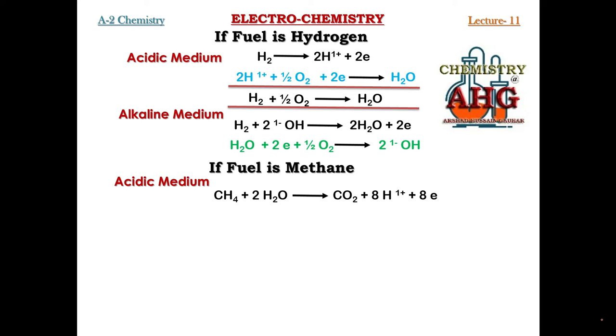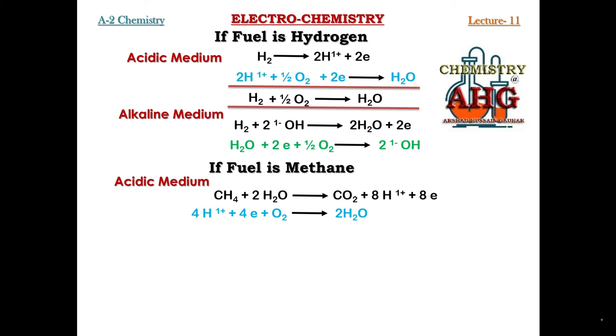Now what happens at the cathode in this case? Carbon dioxide is the stable product, it will be released. But what will happen to H+ ions and electrons? H+ ions and electrons at the cathode will combine with oxygen, and they will become water. Now this is a complete equation, and if you look at the color of the equation that I have chosen, it is blue. It is exactly the same equation we have written for the acidic medium when the fuel was hydrogen.